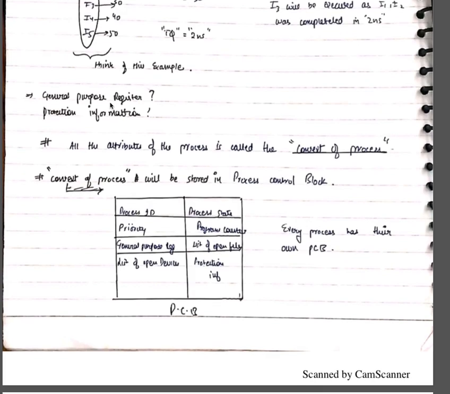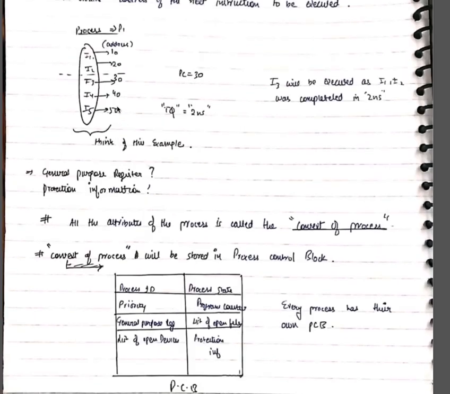So let's move forward. General purpose registers store information like local variables when the program is under execution. Some general purpose registers are used.